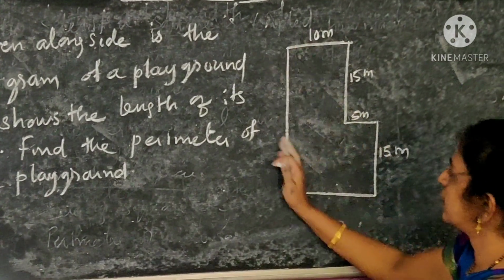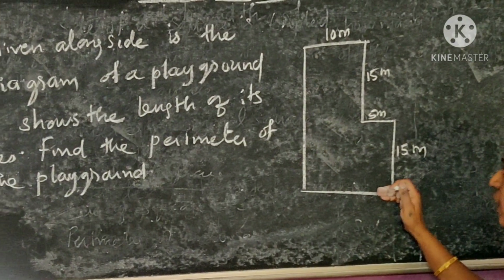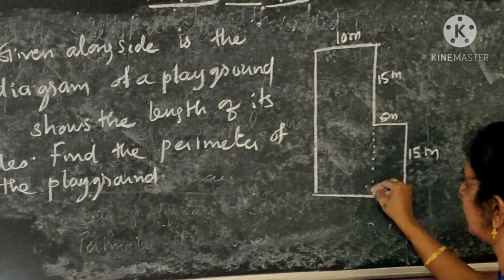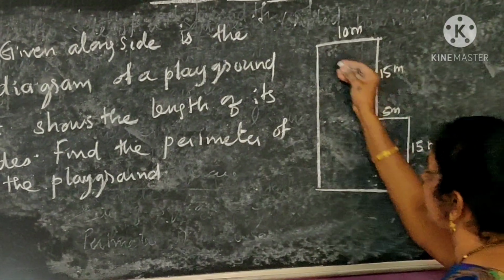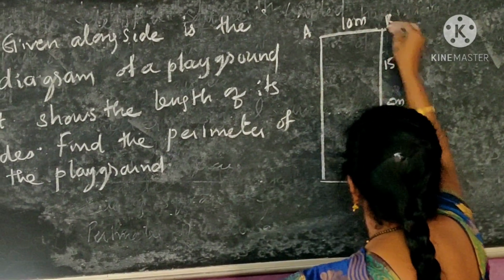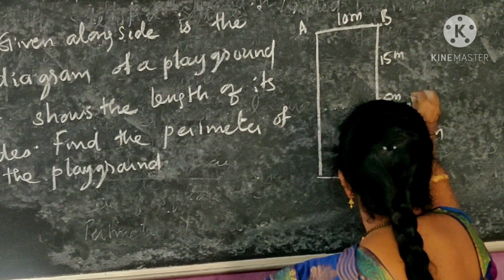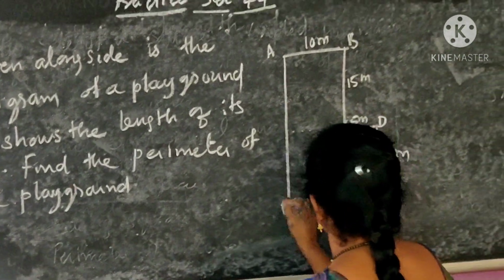Now, we don't know this side. Here also we don't know. So let us find out that. I am going to join this. Here also I am going to join this. So first we will name this diagram A, B, C, D, E and F.